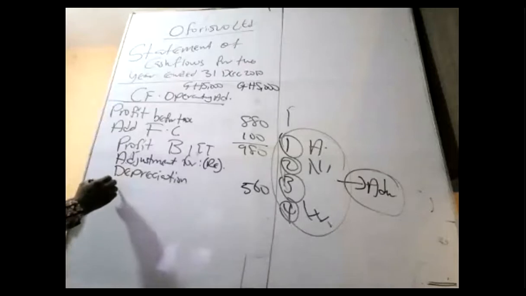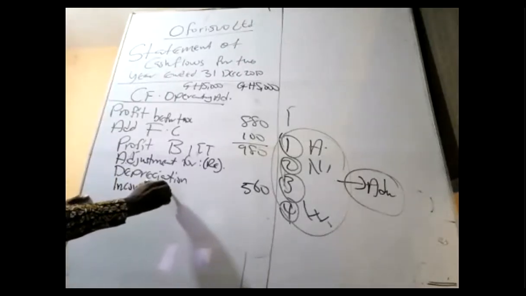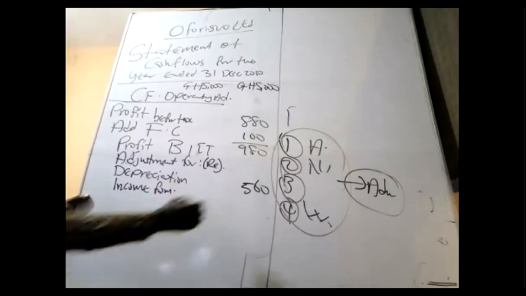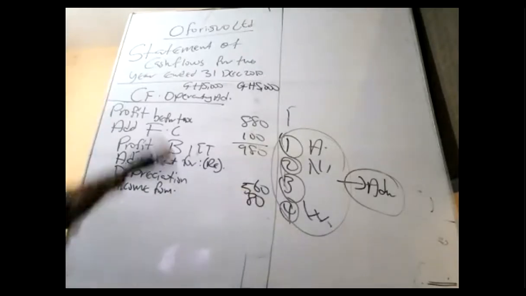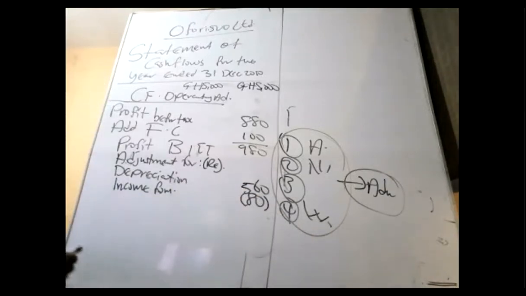So here, the examiner has income from investment, which is 80. They have added it, so I'll have to subtract by reversing it. That is all. I'll move on to the next item.